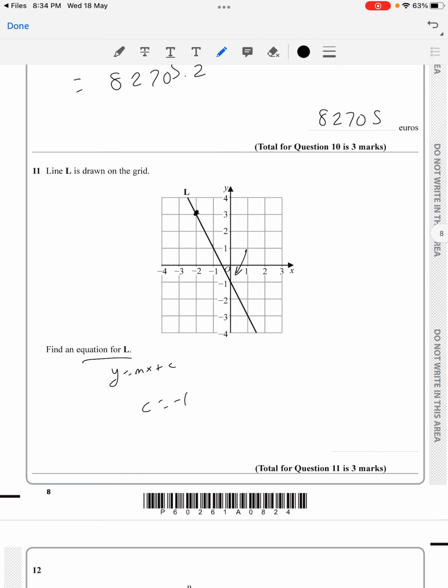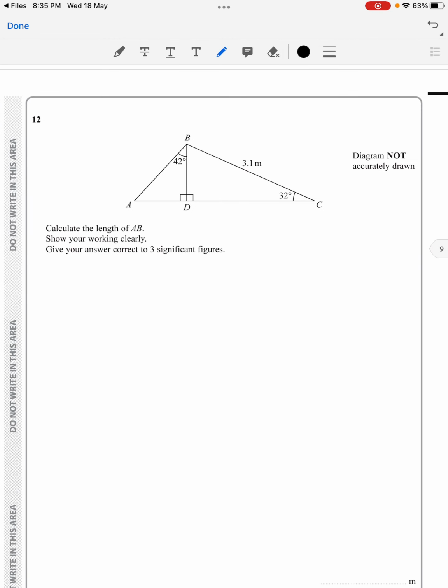The gradient, however, we can find by taking any 2 points on the graph and calculating the rise and the run. So the rise, in this case, is 2 squares, divided by the run, which is 1 to the right. Since it's a negative gradient, it should be -2 since it goes down. So the gradient is -2. Just put that in with your values: y is equal to -2x -1. That should be your answer. Alright, let's move on to the next question.